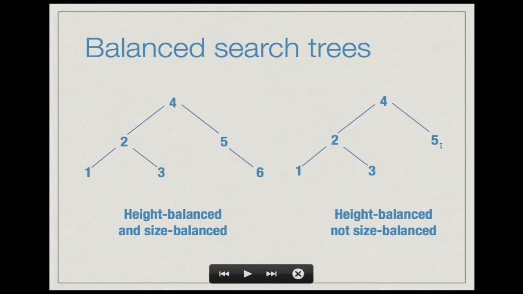If you consider this subtree, there are no children, so it is trivially height balanced. If you consider this subtree, it is also height balanced because the height of the left subtree is 1 and the height of this subtree is 1. So both the left and right subtrees of this tree are height balanced. But it is not size balanced, because the left subtree has 3 nodes and the right subtree has only 1 node.